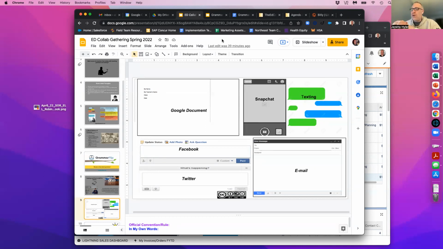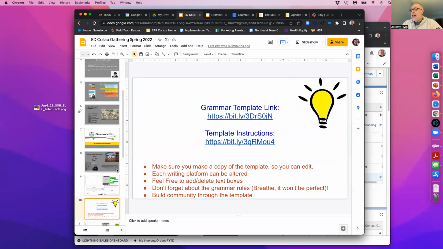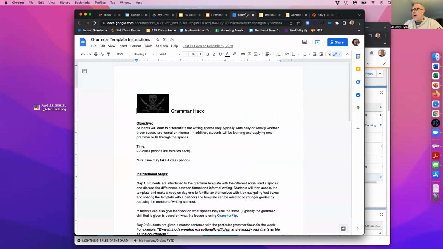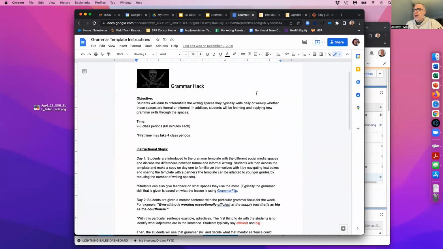I want to be more formal. So we have that initial conversation around this particular slide, just so students get an idea of the different spaces. And then I get a little bit more specific with them, with how they're going to do this template. And so what I'm going to show you now is a Google document, and hopefully you can see this Google document well, again, called Grammar Hack.